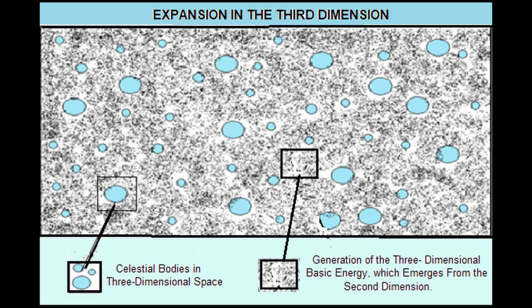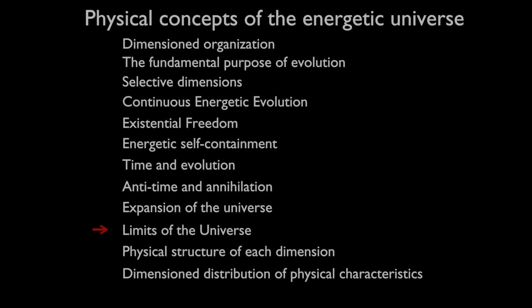In other words, all the basic energies produce an expansion in their respective dimensions, as if they emanated from nothing due to the self-restraints of the lower dimensions. The expansion of the universe generally occurs due to the constant generation of energy as one-dimensional basic energy in the first dimension. In addition, the expansion of the universe occurs due to energy evolution when the corresponding basic energy emerges in their respective dimensions. Limits of the universe.